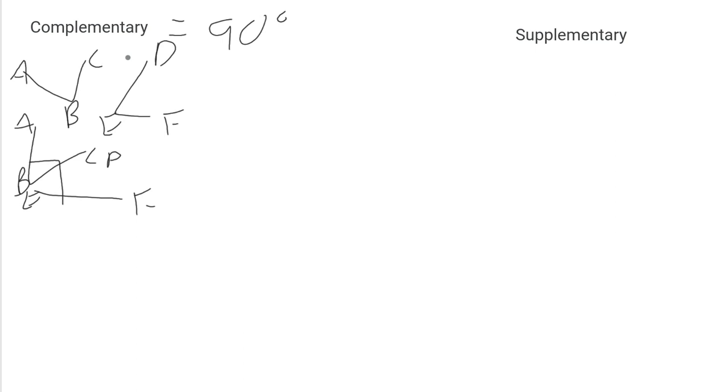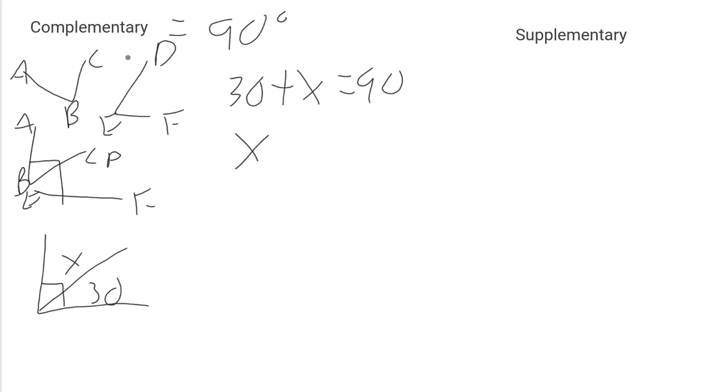So how they try to ask questions for this, they will say this is a right angle, split, and they'll say this is 30 degrees. What's x? So you would just do 30 plus x equals 90 degrees. So x is 60 degrees.